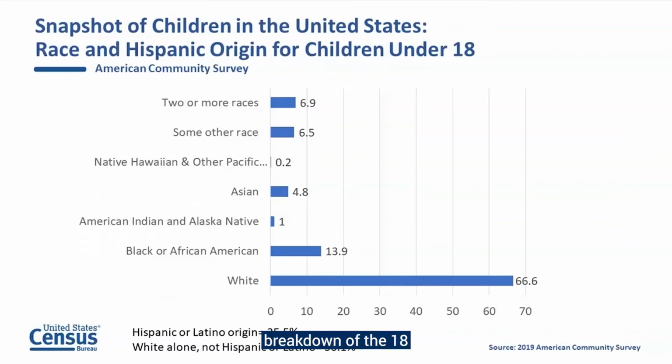This chart shows the race breakdown of the 18 and under population in the U.S., with 66.6% of children white, 13.9% Black or African American, 1% American Indian and Alaska Native, 4.8% Asian, 0.2% Native Hawaiian and other Pacific Islander, 6.5% some other race, and 6.9% two or more races. And below the chart, you'll see that 25% of children are of Hispanic or Latino origin. The white alone, not Hispanic or Latino origin percentage is 50.1%. Shortly, we'll discuss how our nation, especially the nation's children, are becoming more diverse.